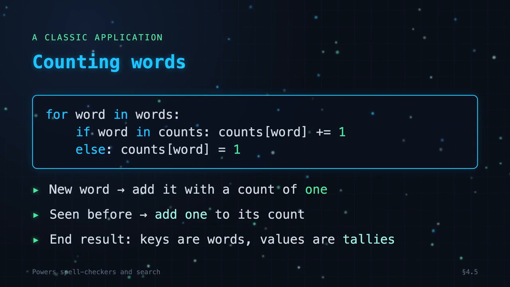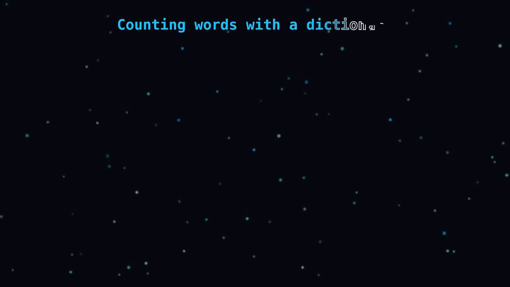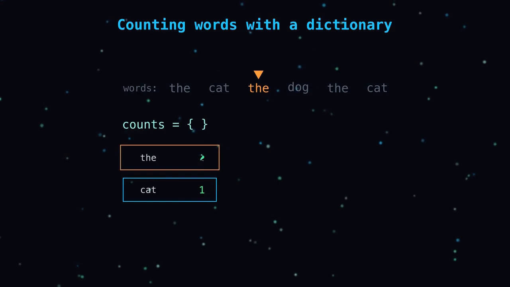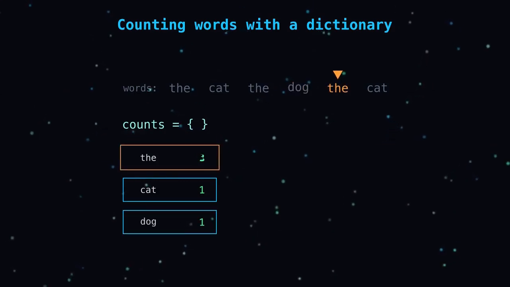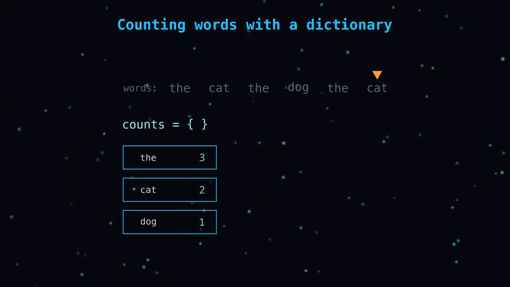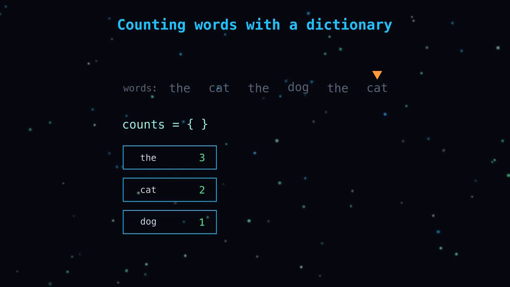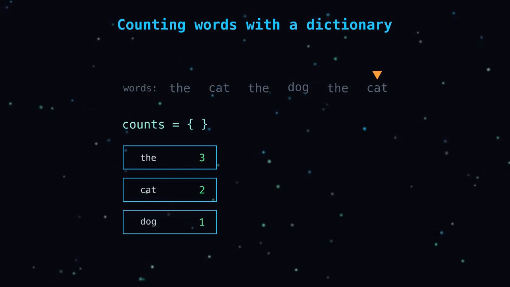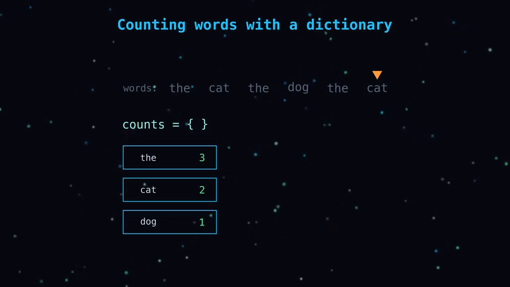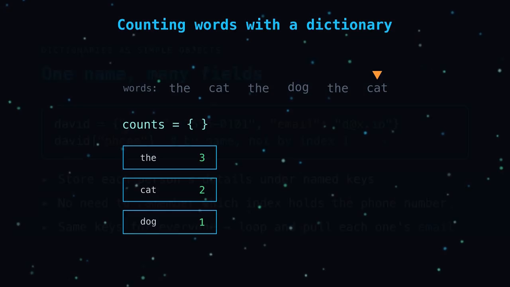Let's trace it. We sweep through the words one at a time. The first time we meet a word, a new box appears with a count of 1. Each later citing bumps that word's count up by 1. Watch the numbers climb as repeats roll in. By the end, the dictionary holds every distinct word with its tally. The same trick powers everything from spell checkers to search engines.